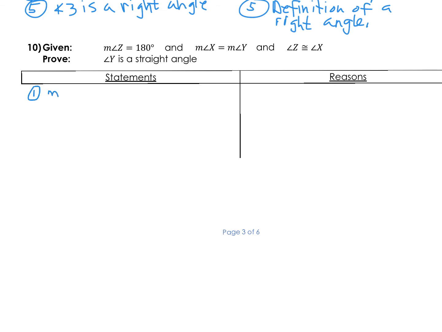So the measure of angle Z is equal to 180 degrees. And so I'm going to write these vertical. The measure of angle X is equal to the measure of angle Y. So I can't substitute anything in there because the measure of angle Z is 180. Those don't have anything to do with each other. And angle Z is congruent to angle X. So that was given.